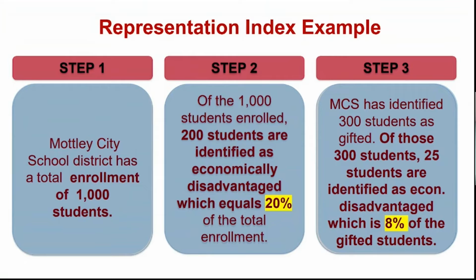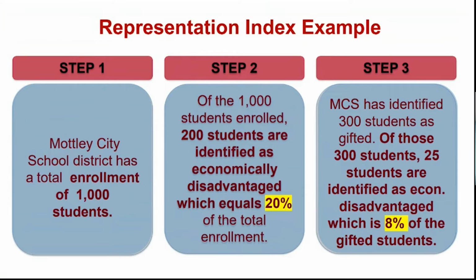It's new here. And basically, the example here is Motley City Schools district has an enrollment of 1,000 students. Of those 1,000 students, 200 are identified as economically disadvantaged, which equals a ratio of 200 to 1,000, or we could say that is 20%. So that's the ratio of all students.